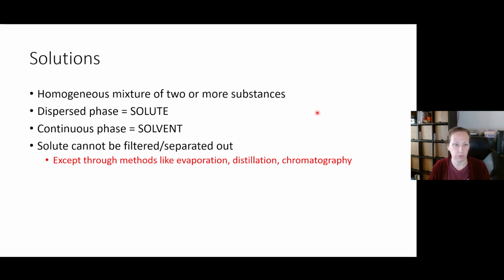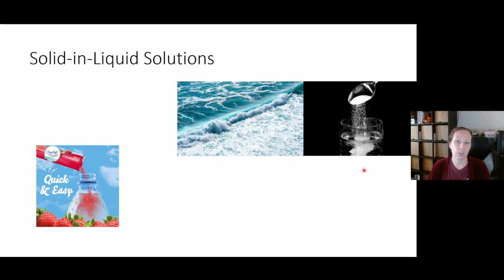Another possible way is chromatography. So within solutions, there are three types of solutions that you need to know, okay? And they are based on what the phases are of the solvents and the solutes that are in them. So we have solid and liquid solutions, okay? And so a great example of that is salt water, right? The salt is actually solid in that solution, and we can evaporate out the liquid even without boiling, right? If it sits long enough, that liquid will evaporate, and you're left with the salt. Powdered drink mix would be another example of a solid and liquid solution.